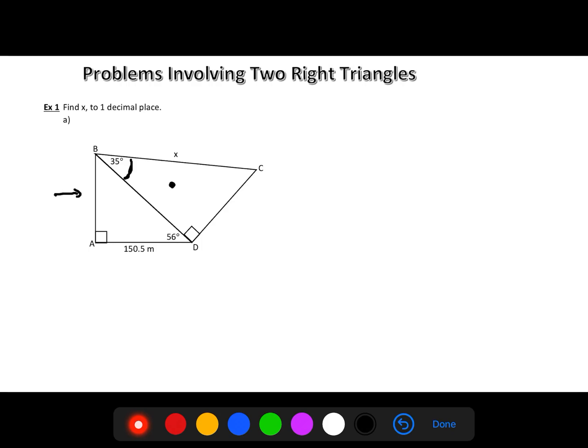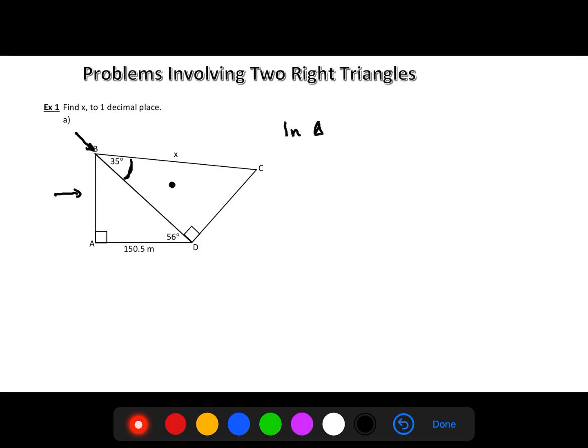So what we want to do is take a look at our other triangle, triangle ABD, and figure out if there's information there that we can use to figure out something to use in our other triangle. So we notice that side BD is the same side in both triangles. So it's common to both triangles. So if we can solve for BD in triangle ABD, then we can have our second side that we need to know in the other triangle. So that's exactly where we're going to start.